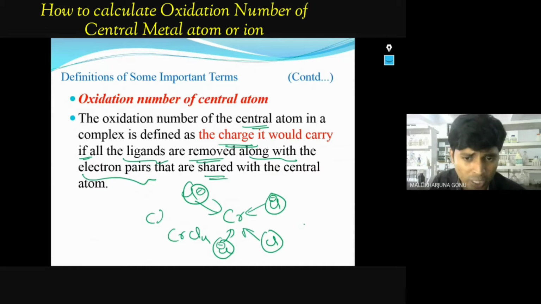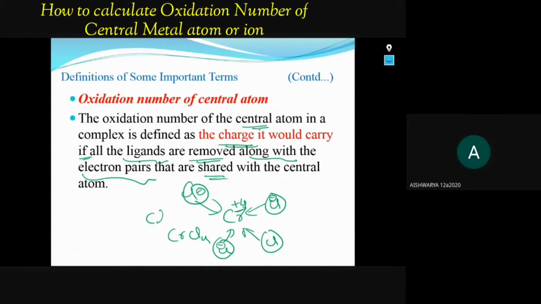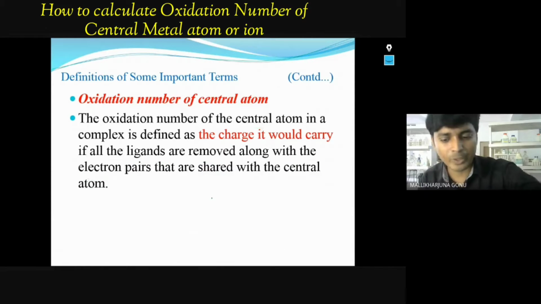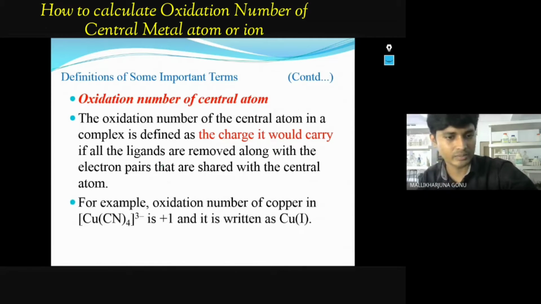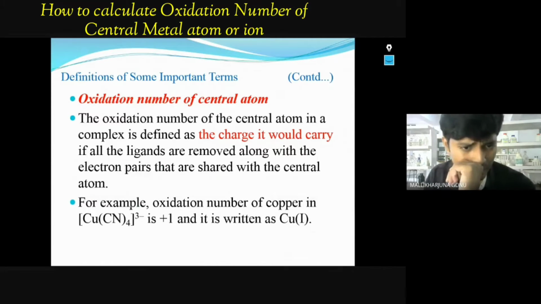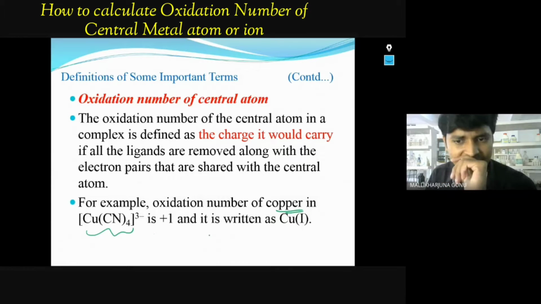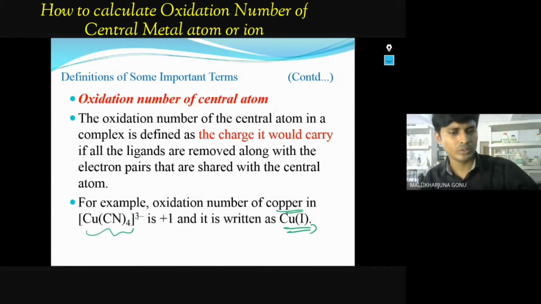So 4 Cl minus are going. That means what charge will it be here? Plus 4. You have to imagine it that way. Plus 4. Now we will see how we can calculate it with coordination compounds. For example, the oxidation number of copper. This is the complex they have given: CuCN4 3 minus, where Cu is plus 1. So we will calculate how. Just see now. CuCN4 3 minus.